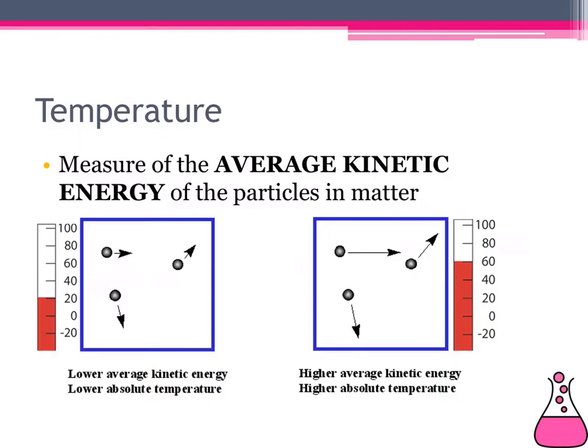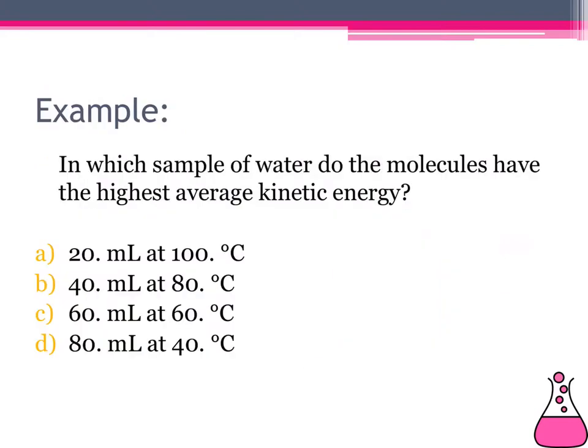So when we talk about temperature, temperature is actually the measure of average kinetic energy of the particles in matter. So it's the average energy of motion of my particles. It in essence tells me how fast my particles are moving. So if I have a lower temperature, that means I have a lower average kinetic energy and my particles are moving slower. If I have a high temperature, that means I have a higher average kinetic energy and my particles are moving faster. So if I see a question like this, take a second, read it, try to answer it.